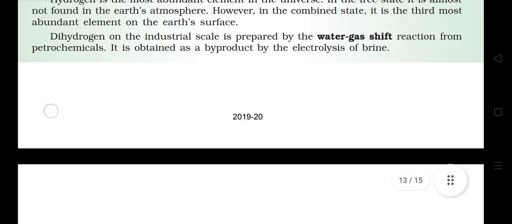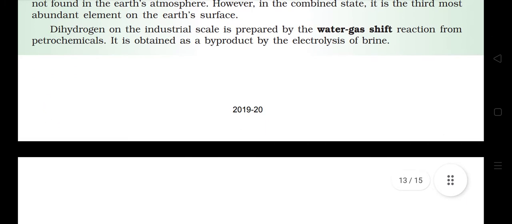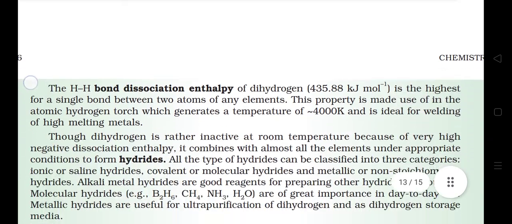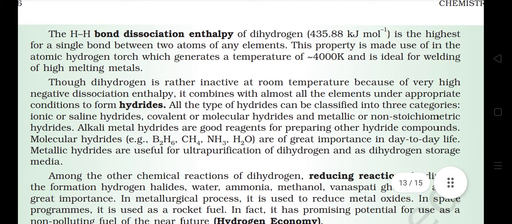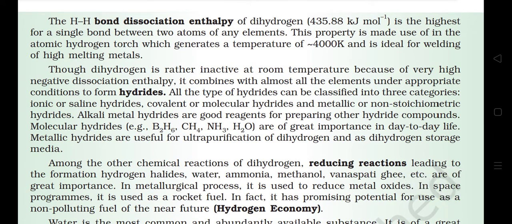Dihydrogen on the industrial scale is prepared by the water-gas shift reaction from petrochemicals. It is obtained as a byproduct by the electrolysis of brine. The H-H bond dissociation enthalpy of dihydrogen, 435.88 kJ per mole, is the highest for a single bond between two atoms of any elements. This property is made use of in the atomic hydrogen torch, which generates a temperature of 4000 Kelvin and is ideal for welding of high melting metals.